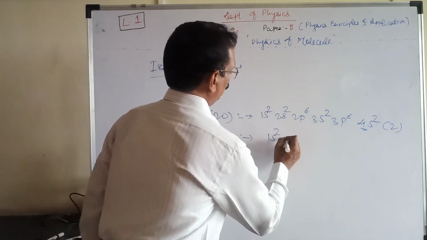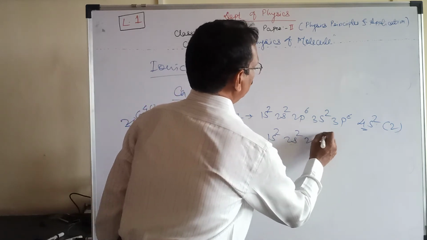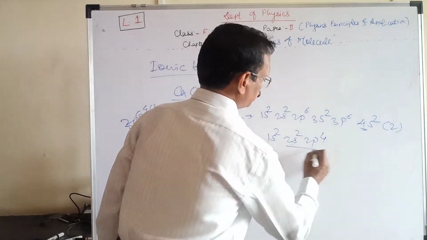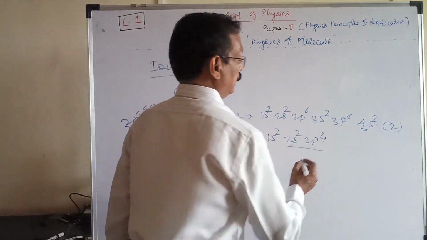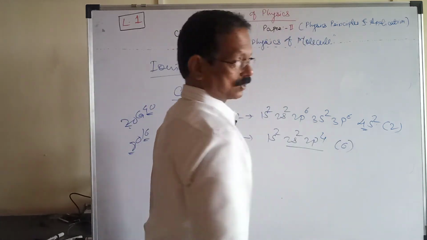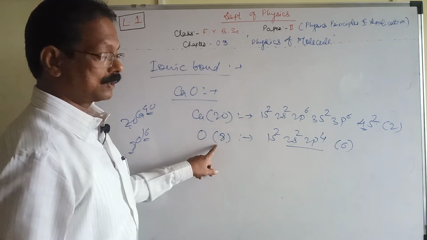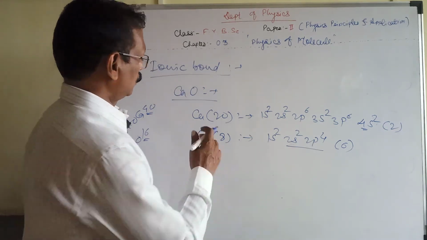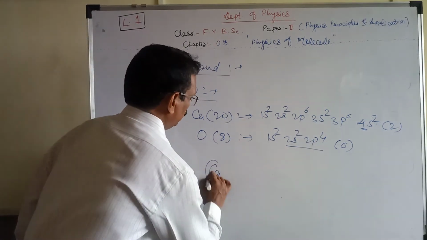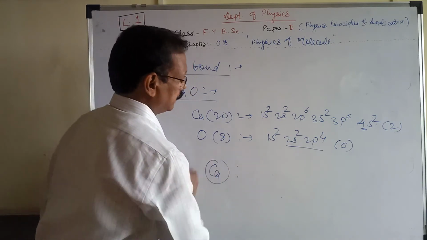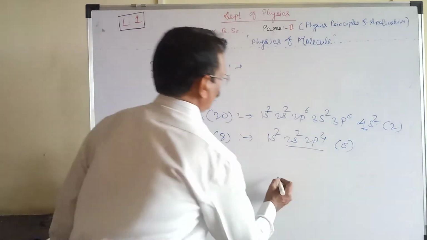It is 1s2, 2s2, 2p4 here. So in this case, 4 plus 2, it is 6 electrons sitting in the outermost orbit. To complete its octet, we require 2 electrons. So we can see that it is your Ca. In this case, there are 2 electrons sitting in the outermost orbit, and it is your oxygen here.